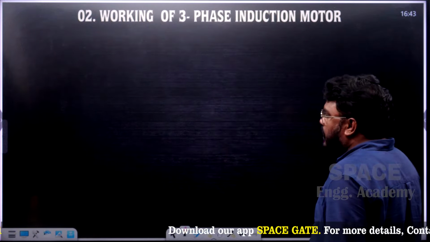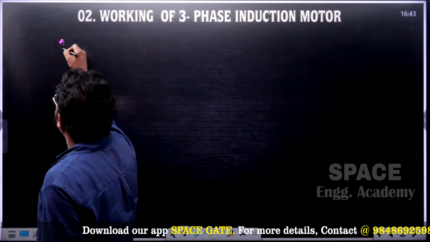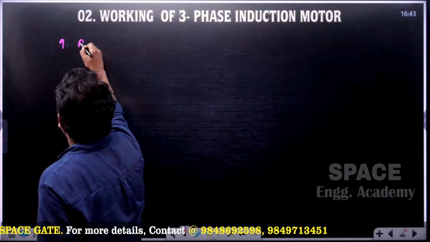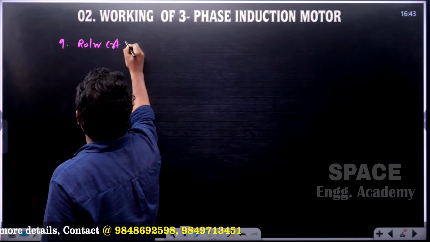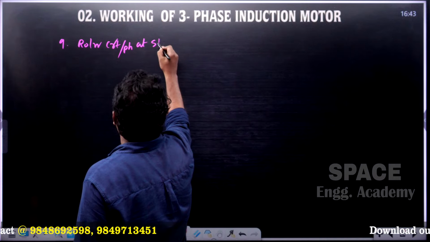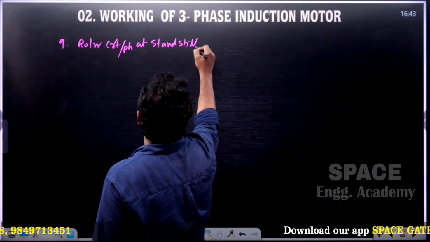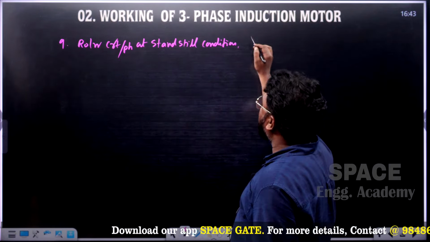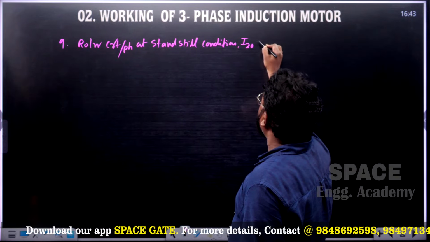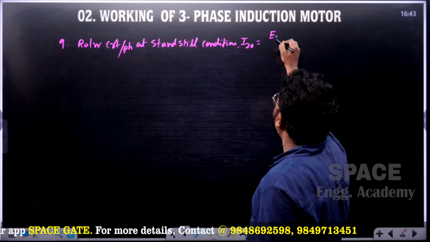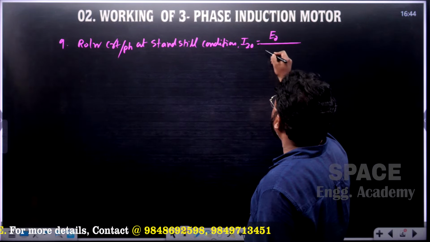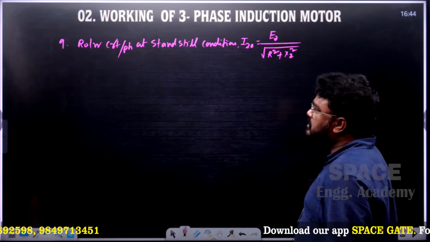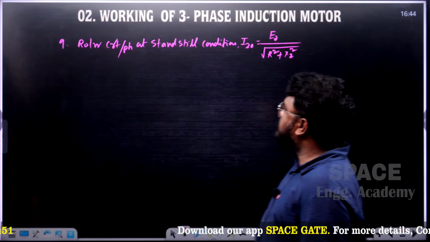And next, one more possibility of the question from this concept, the ninth one: rotor current at standstill condition. The rotor current per phase at standstill condition, I20, is equal to E2 divided by the square root of R2 squared plus X2 squared. So this is the rotor current per phase at standstill condition.